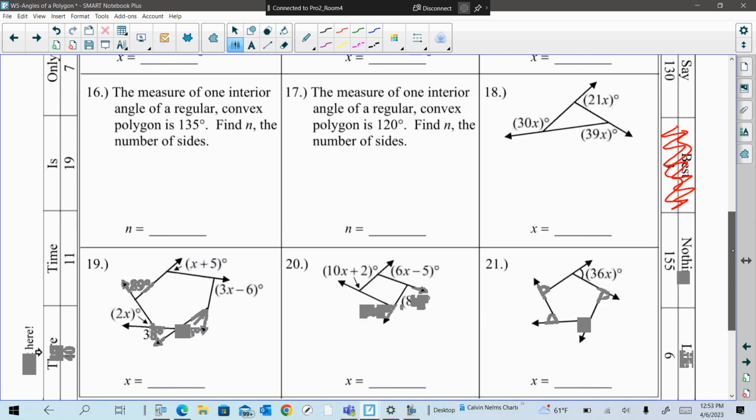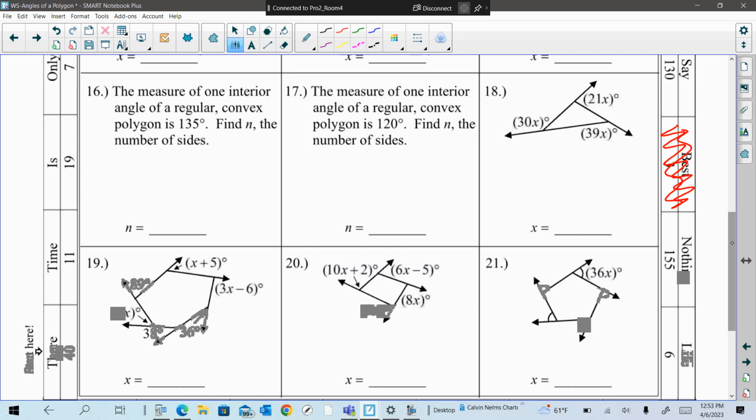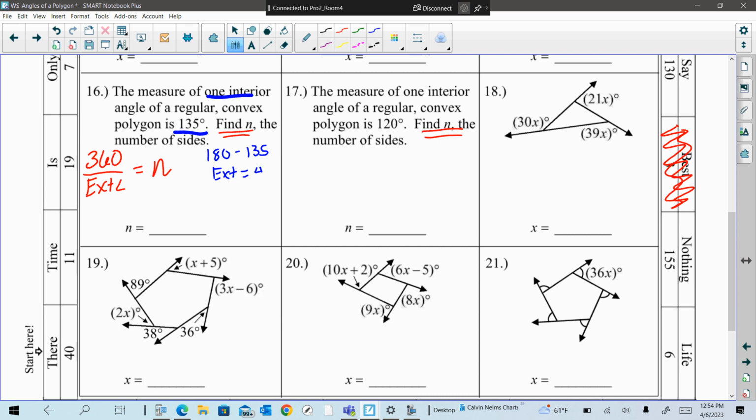Now, here on 16 through 17, it says the measure of one interior angle of a regular polygon is 135. They want you to find the number of sides. To find the number of sides, we do the formula 360 divided by the exterior angle equals n, our number of sides. I know it's using the exterior angle, and the problem is talking about the interior angle. So if I tell you the interior angle, like on number 16 is 135, how can I get to my exterior angle? Because I'm telling you the inside. We got to get to the outside. You do 180 minus the interior angle. So when I do 180 minus 135, I get that this exterior angle is going to be 45. And now I can plug it into the formula.